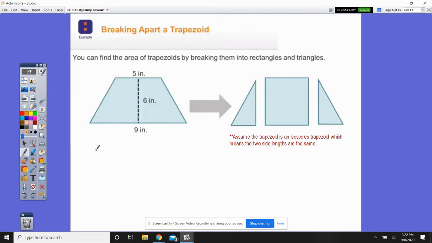For this trapezoid, they're suggesting we cut it like this. If you cut right here and right here, you have a rectangle that has a base of 5 and the height is 6. Now, why isn't the base 9? Because the whole thing is 9, but the top and the bottom would have to be the same. So that would be 6 times 5, and this guy would be 30.